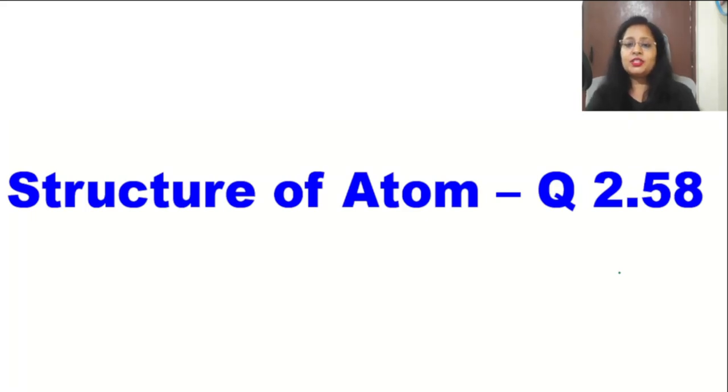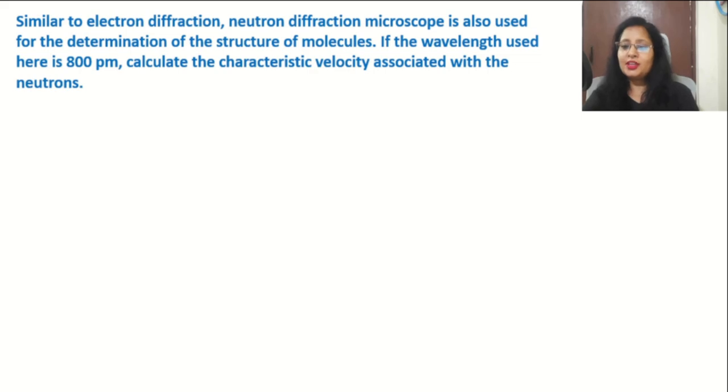Friends, today's video is question number 2.58 from NCERT textbook class 11 and the chapter name is Structure of Atom. So let's check the question. Similar to electron diffraction, neutron diffraction microscope is used for the determination of the structure of molecules. If the wavelength used here is 800 picometer, calculate the characteristic velocity associated with the neutrons.